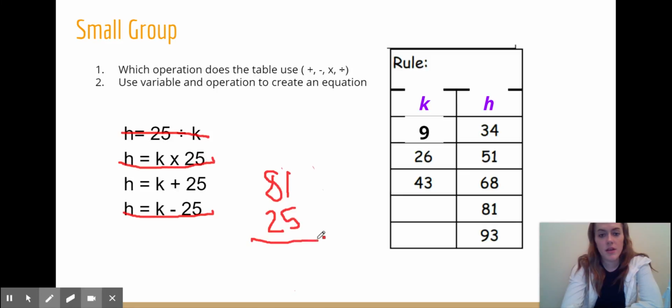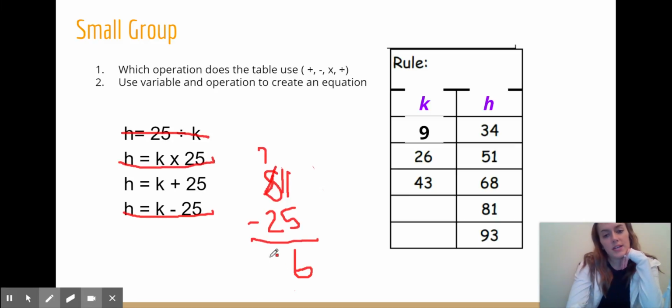So I have more on the floor, so I need to go next door and take 10 more. So 8, take 1 away, 7. Then this turns into an 11. 11 minus 5 is 6. 7 minus 2 is 5. So this number ends up being 56.